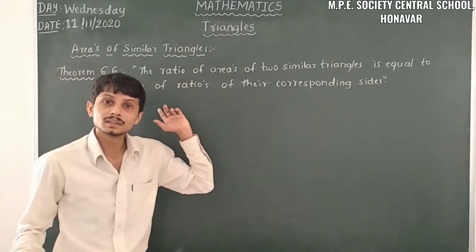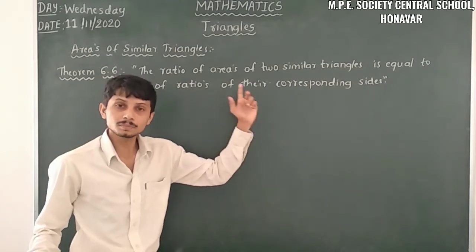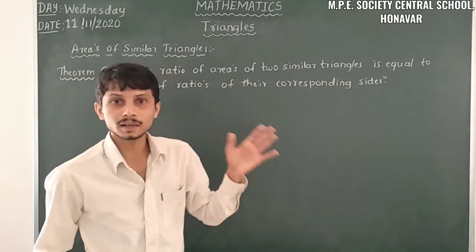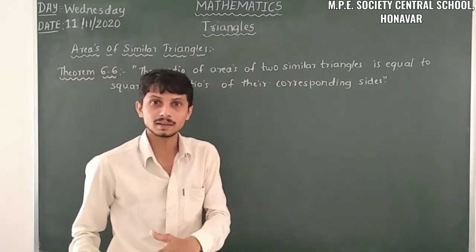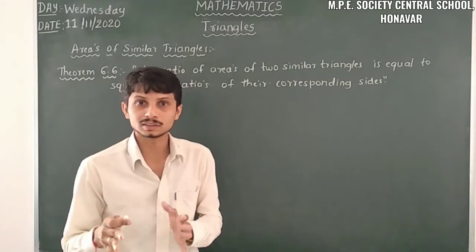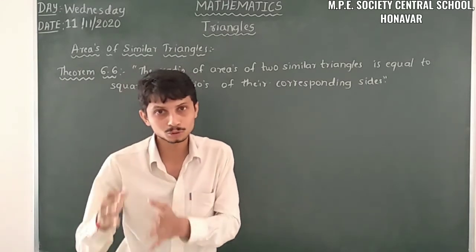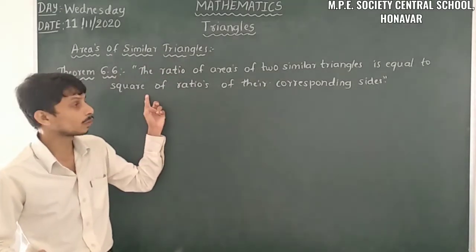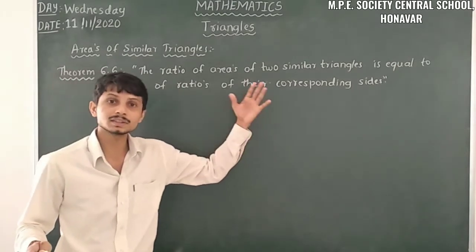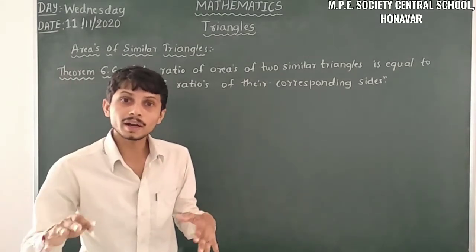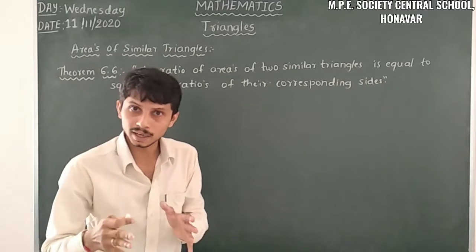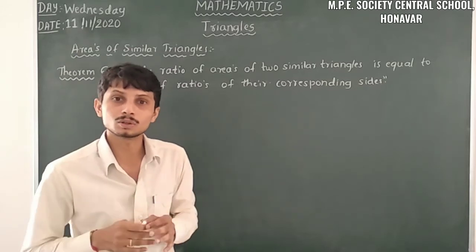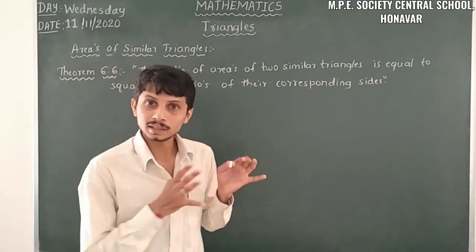That means the ratio of the areas of similar triangles. So when we take the area of one triangle and the area of another triangle, we have to divide those two. So when we take the ratio of those two areas, that must be equal to the square of the ratio of their corresponding sides. That means we have to divide the lengths of corresponding sides, and also we have to square that. So those things are equal to one another. So here it is the theorem.